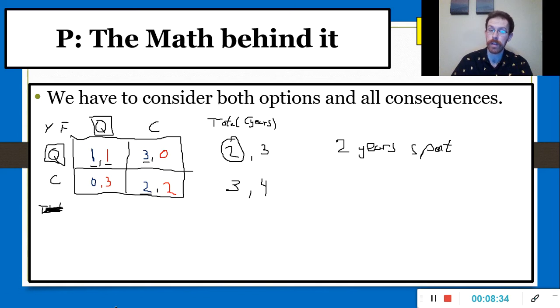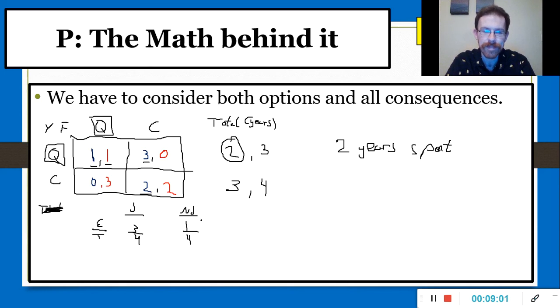Think about it like probability, right? Favorable over total. How many ways do you go to jail? Well, there are 3 out of 4 ways you go to jail. How many ways do you not go to jail? 1 out of 4. And so, most likely, if you consider just the probabilities, you're going to go to jail.